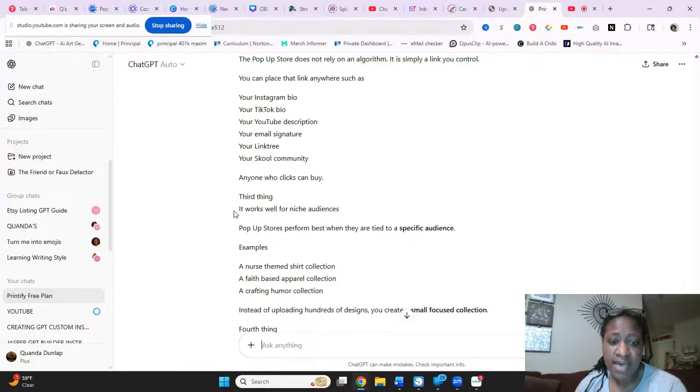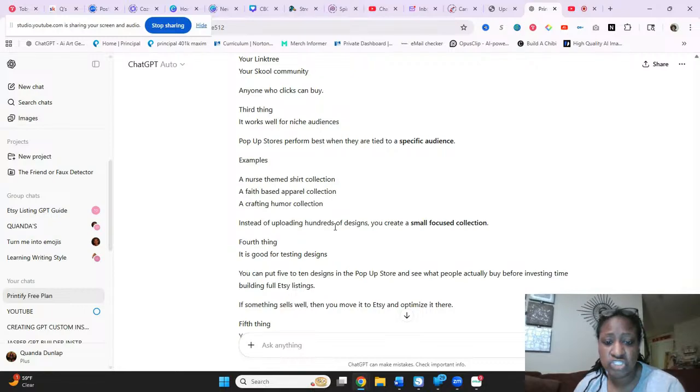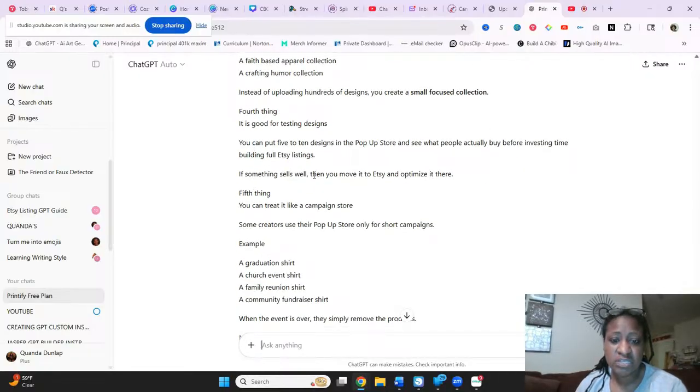Anyone with the link can buy. Third thing, it works well for niche audiences. Example, nerds. Instead of uploading hundreds of designs, you create a small focused collection. Fourth thing, it is good for testing designs. If something sells well, then you move it to Etsy and optimize it there.